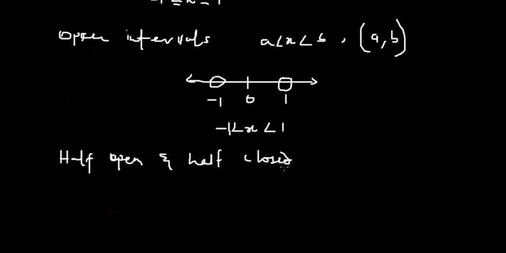Okay, so this is how we represent that. So we have half open. You know that this is how we represent an open interval. In case we say half open and half closed, it means that we are closing half and opening half. So this will be x greater than a, and then x less than or equal to b.